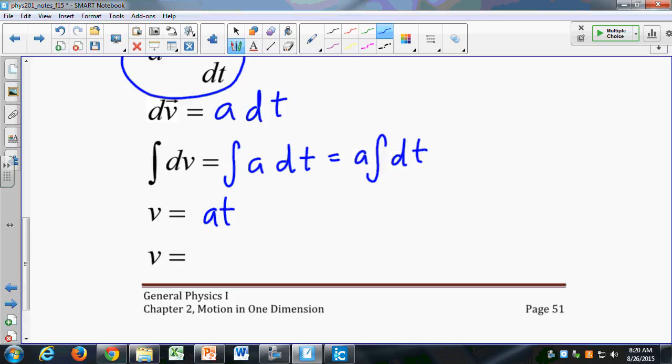I know a lot of you have not had integral calculus. Is that right? You sort of know what I'm talking about here with the integrals? We covered it a little bit in the beginning.